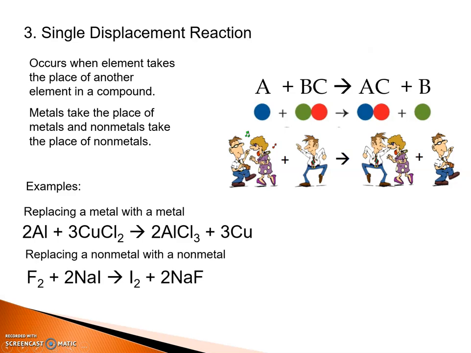Here's an example where we replace a nonmetal with a nonmetal. We have fluorine, which we know is a diatomic molecule, so it only exists as F2. It only exists two together as its element, naturally occurring in nature. And so it has replaced the iodine. The iodine now becomes, again, a diatomic molecule, so it becomes I2. And then we have sodium fluoride that's left over.